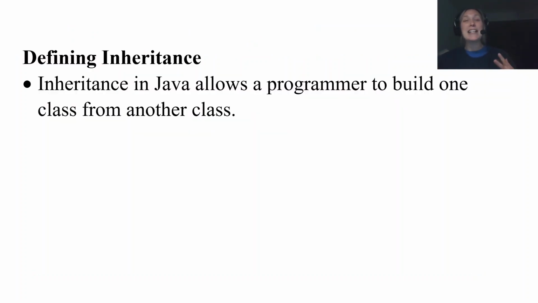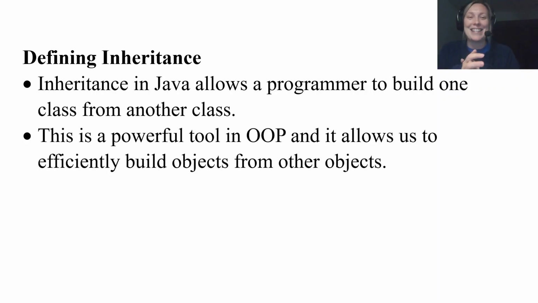So inheritance in Java allows us to build classes from other classes, and specifically classes that are related in some way, as you're going to see. It's a very powerful tool in object-oriented programming, and it just lets us work with objects in an expected way, like we would in real life.